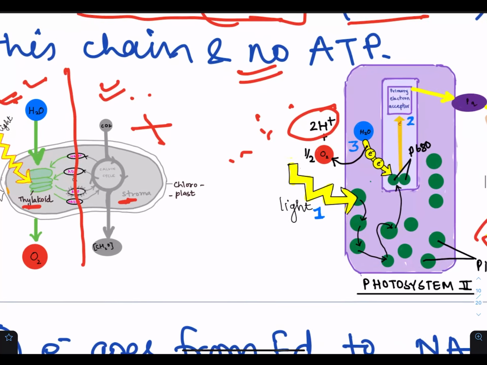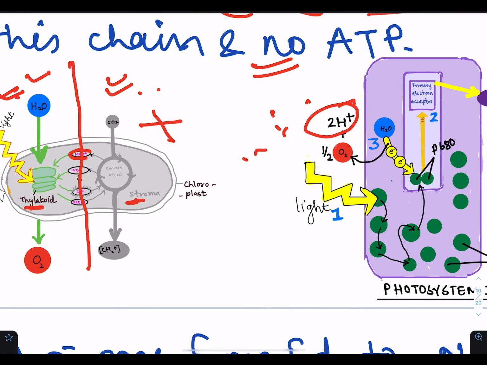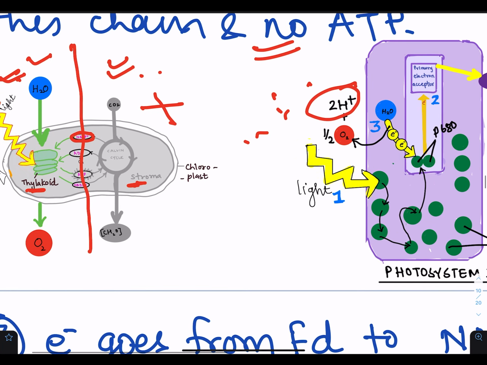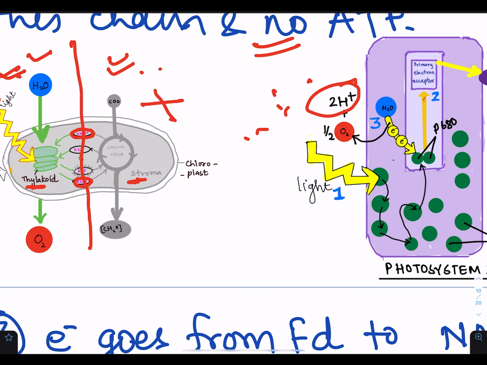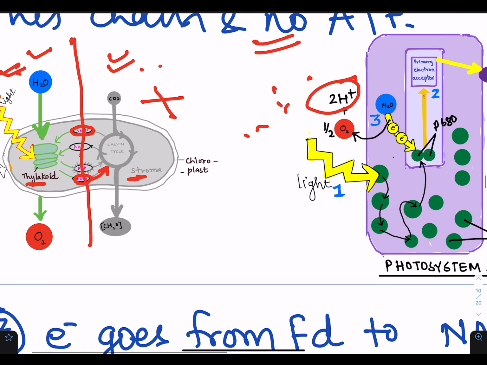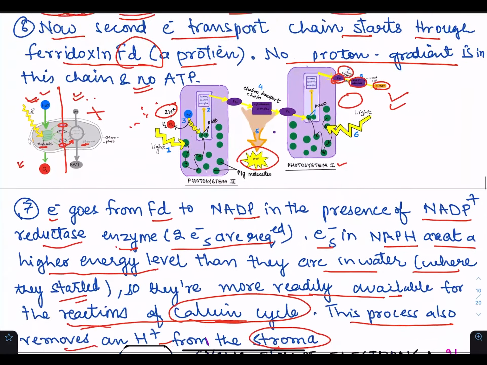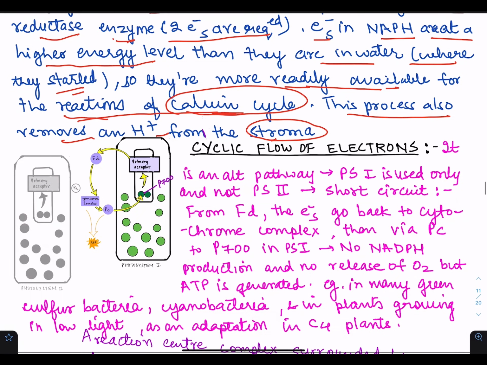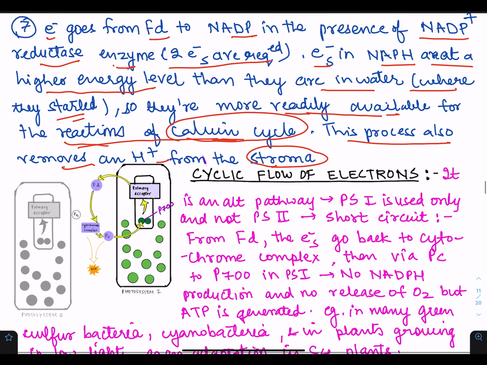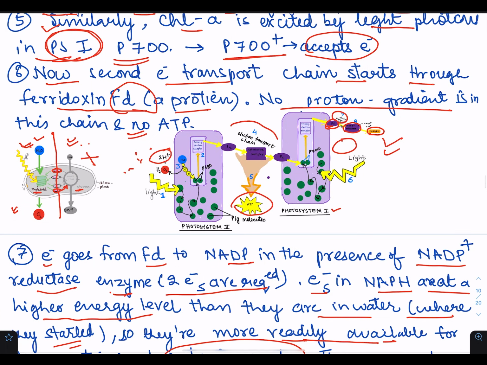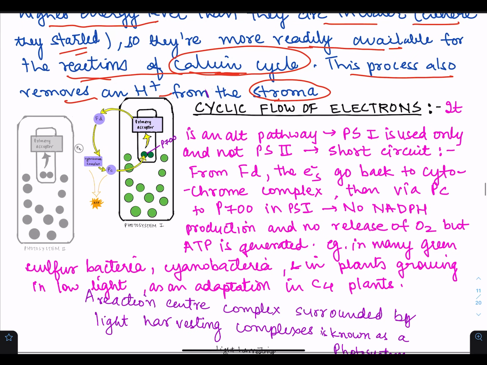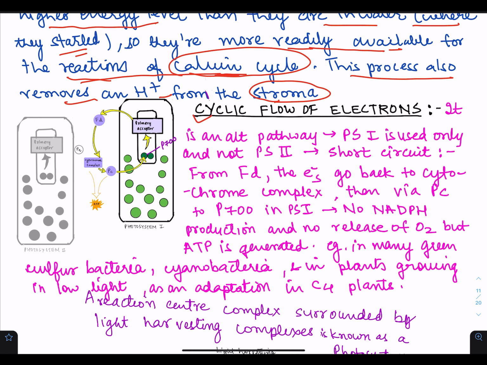See, the NADPH generated is used in the Calvin cycle. So the light reactions give NADPH, which is used, and ATP also, which is used in the Calvin cycle. This electron transport chain is non-cyclic. Sometimes there is a cyclic flow of electrons too. This is the cyclic flow.